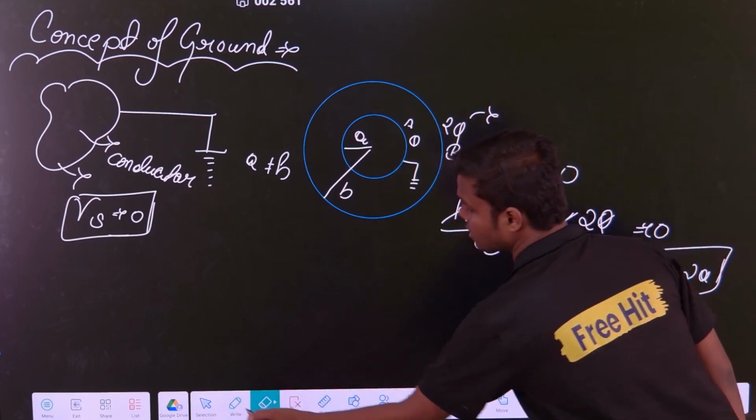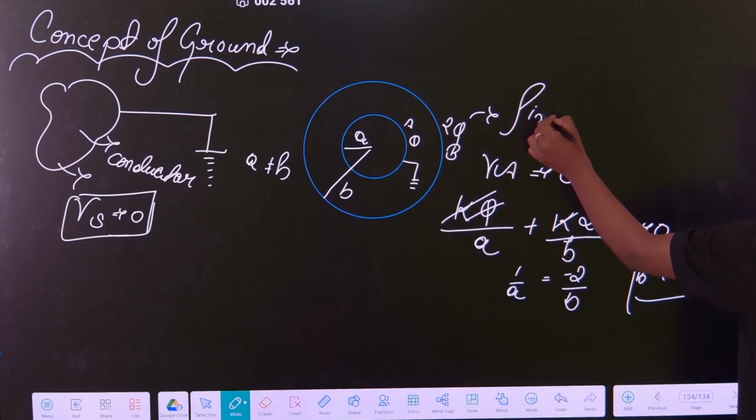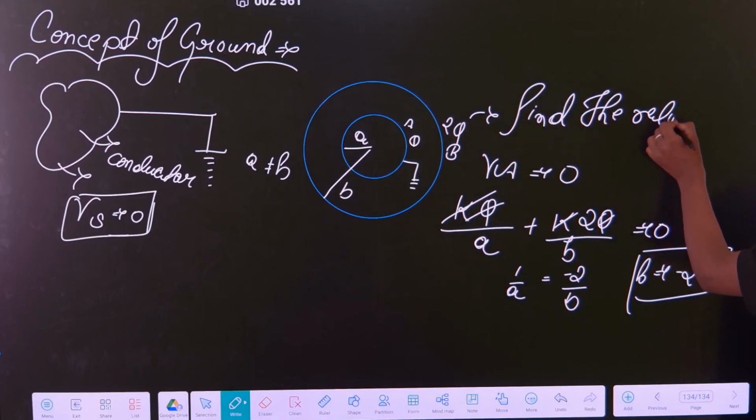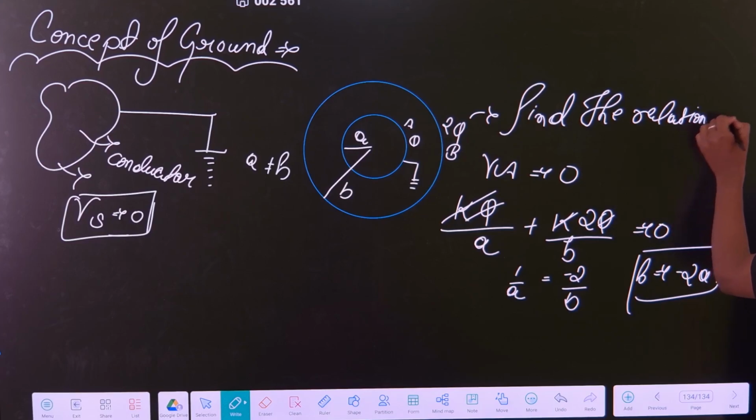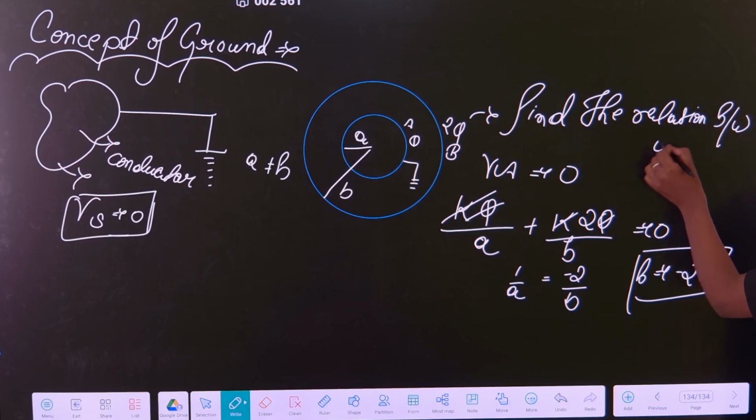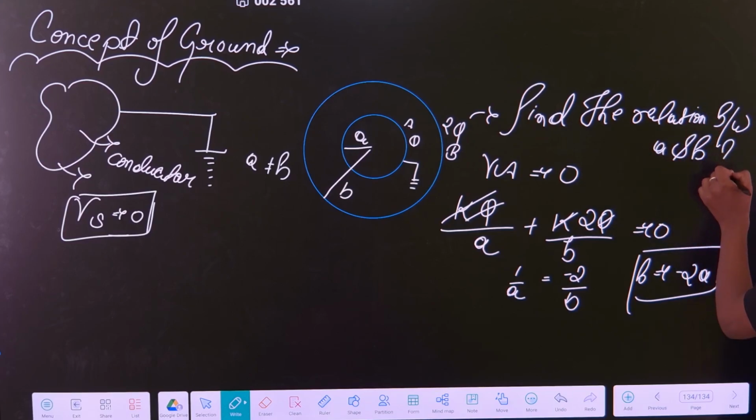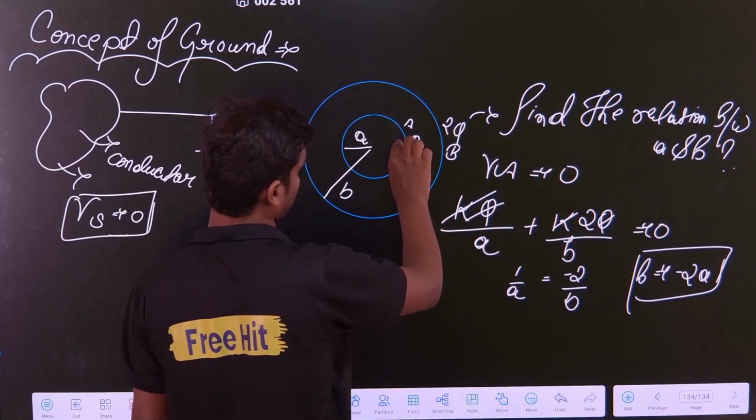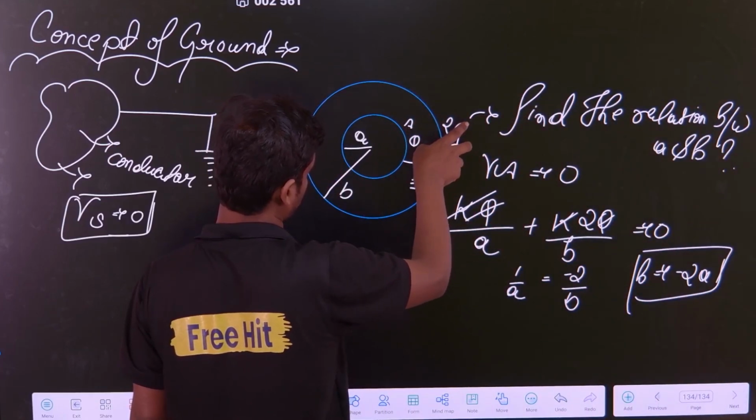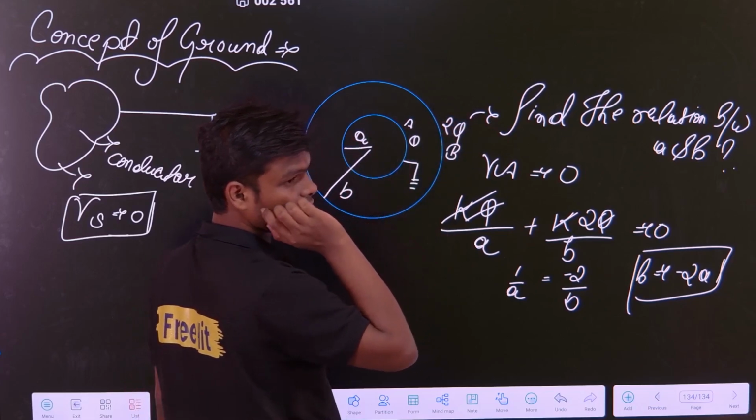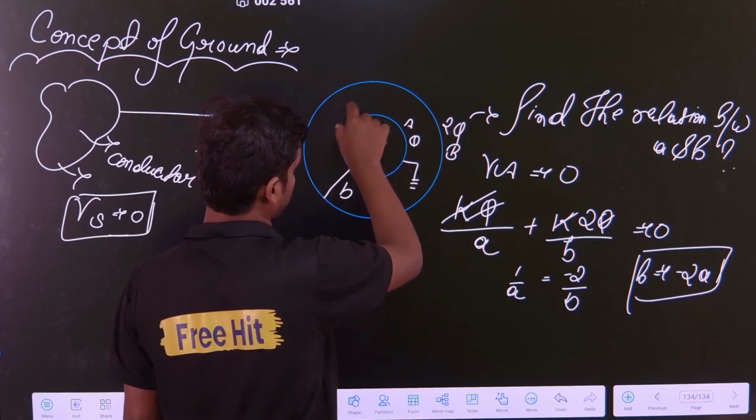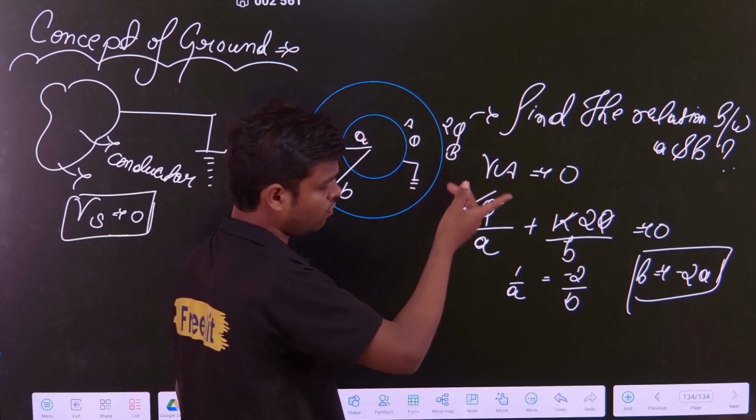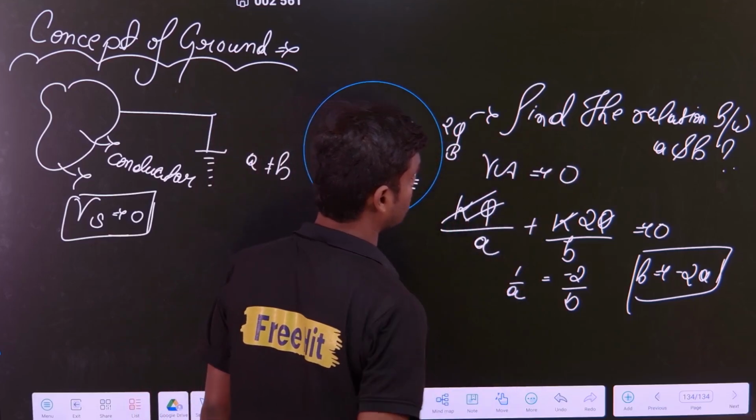Basically the question should be like this: find the relation between A and B. This should be the question, because there is no chance that charge can flow from here to here. This is not possible, because for that there should be material here, and there should be some connection from this to this. Then only can charge flow. So obviously we cannot frame that question.